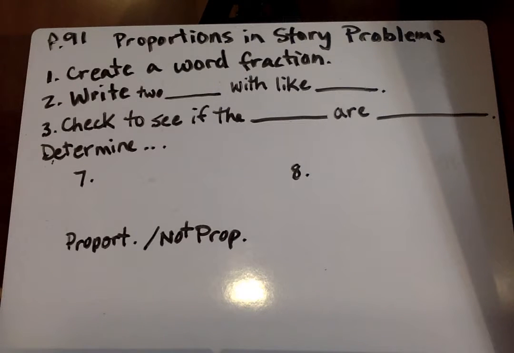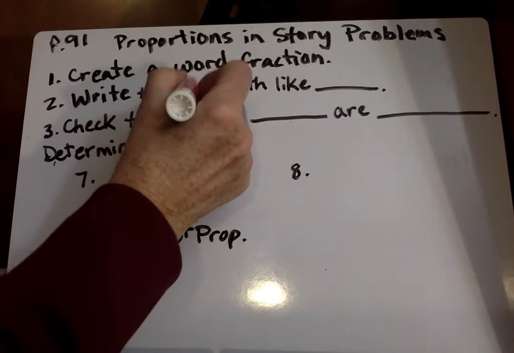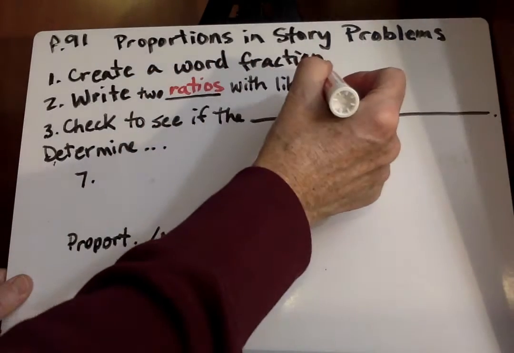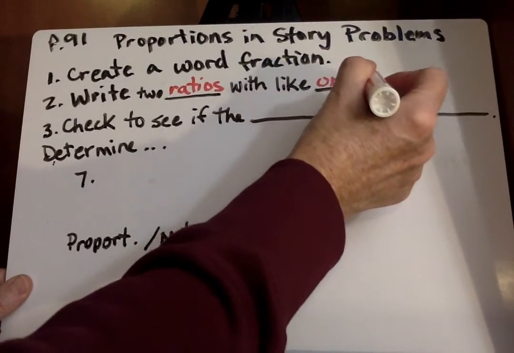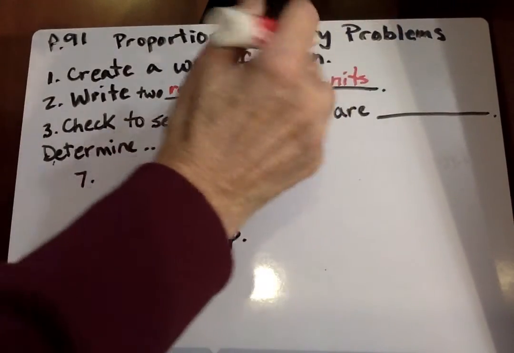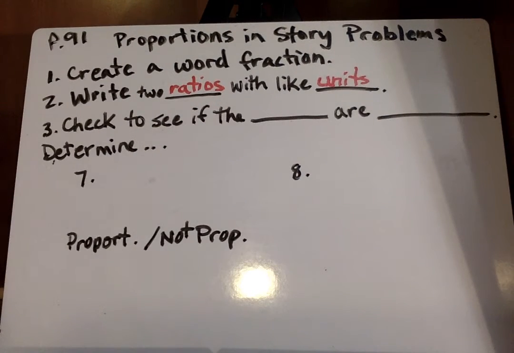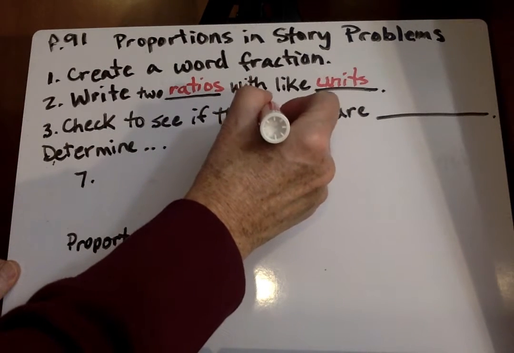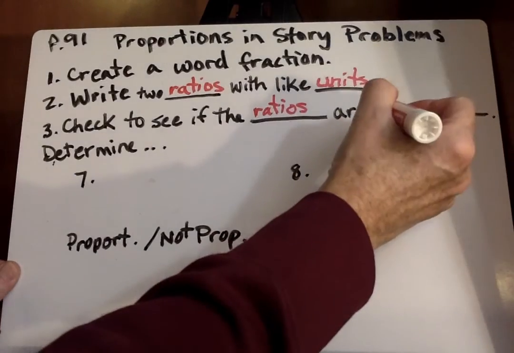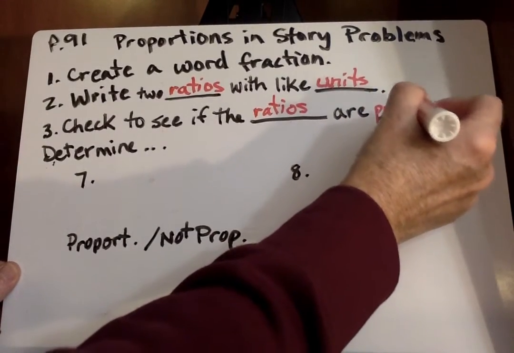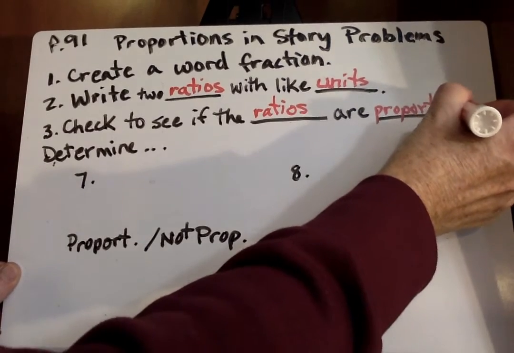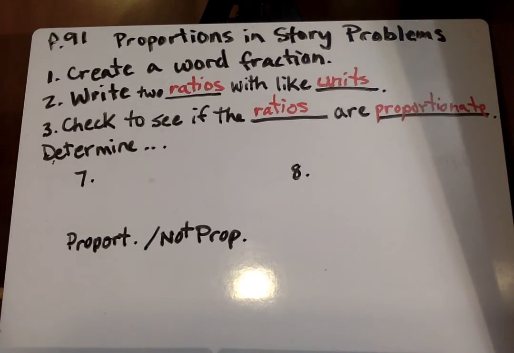Okay, on page 91, we're going to do story problems. We create a word fraction, write two ratios with like units. I think we've been doing this a little bit in our starters. Check to see if the ratios are proportionate. Okay, so determine if these ratios are proportionate.